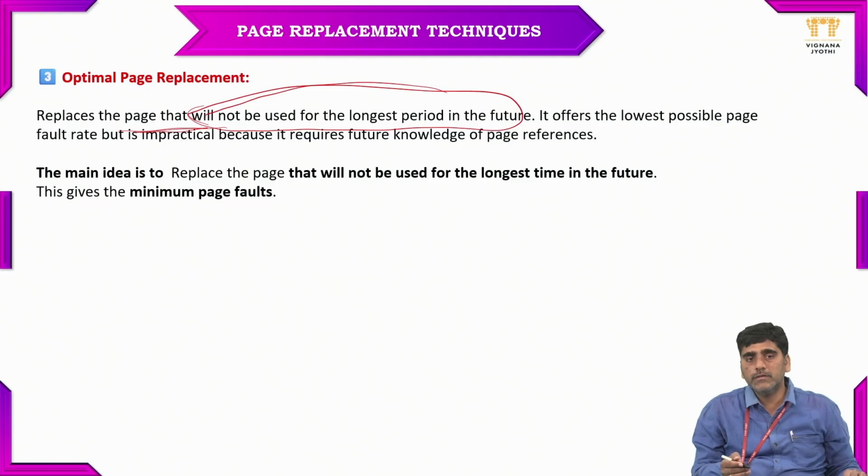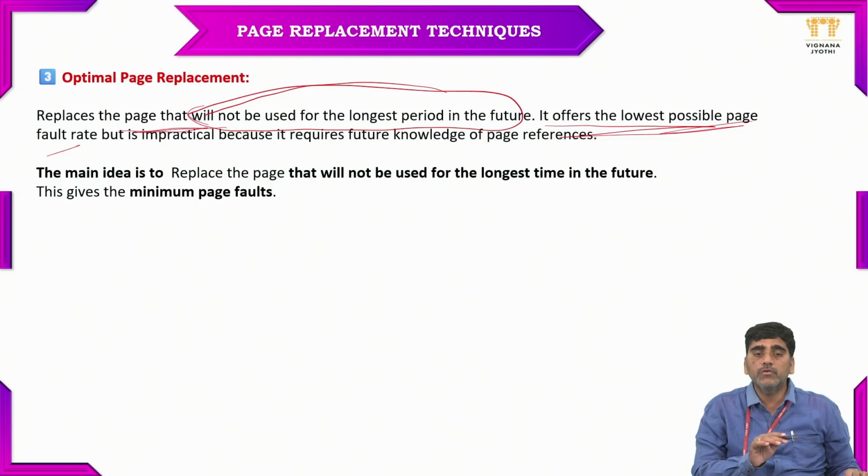And LRU, least recently used, replaces the page that has not been used for the longest period in the past. So in the past, the page that was not used for the longest time is removed from the main memory. But in the optimal page replacement process, it is the page that will not be used for the longest period in the future. That is the keyword we have to understand. And it offers the lowest possible page fault rate.